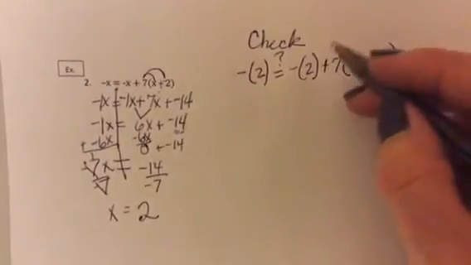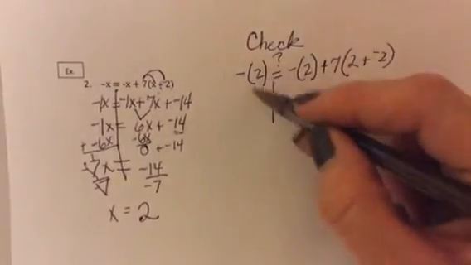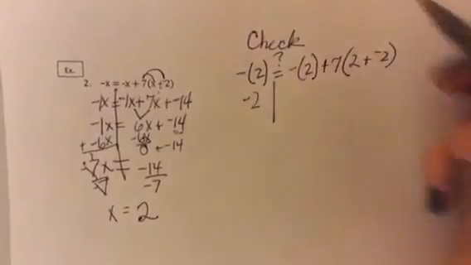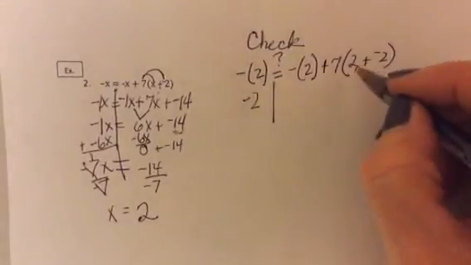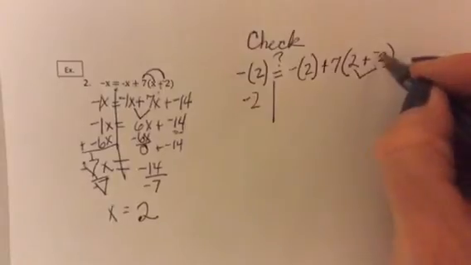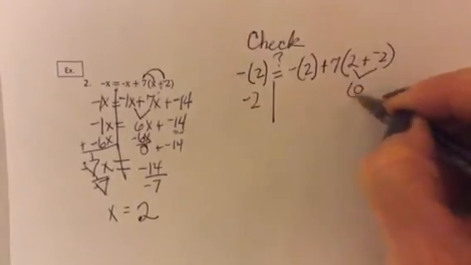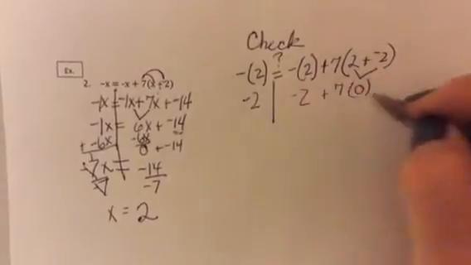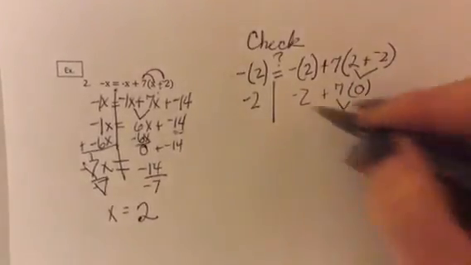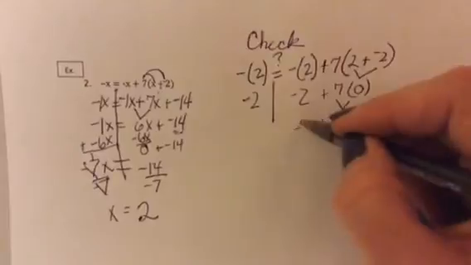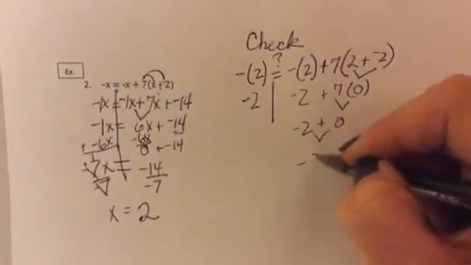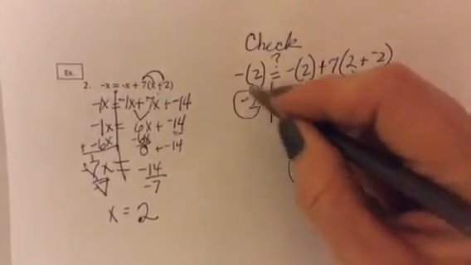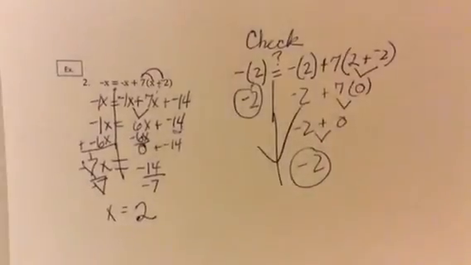Alrighty, so now I already know the left side has got to be -2. The right side, I'm going to start inside the parentheses, and -2 plus 2 is 0. I'm going to multiply that by 7, and then I'm going to add -2. Well, that's 0, 7 times 0. Multiply first. Add -2 to 0. I get -2. Got -2 on both sides, so it checks.